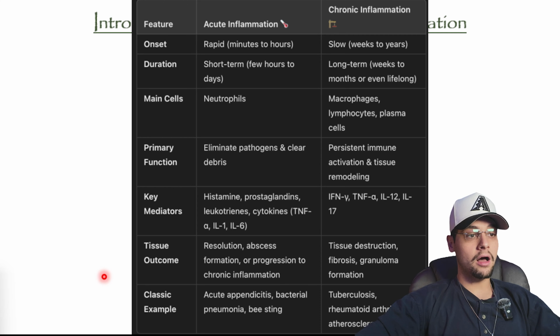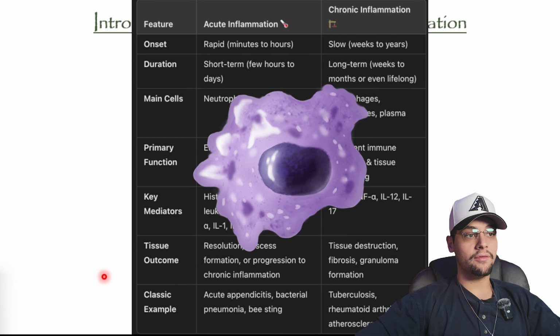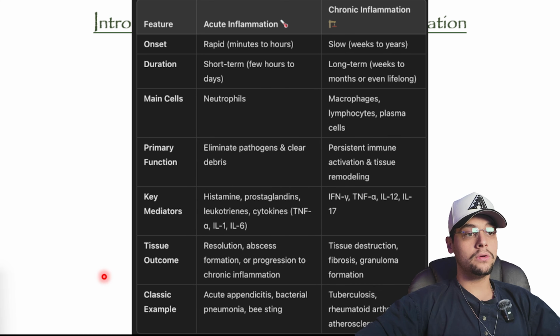Tumor necrosis factor alpha, interleukin-6, interleukin-1. These are pro-inflammatory cytokines. These are signals sent from cells that cause fever, leukocyte recruitment, and systemic inflammation. Whereas with chronic inflammation mediators, interferon gamma activates macrophages to kill pathogens and drive chronic inflammation. Tumor necrosis factor alpha promotes tissue destruction and persistent inflammation.